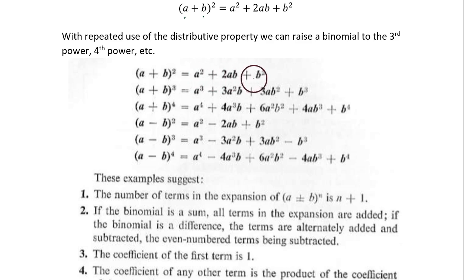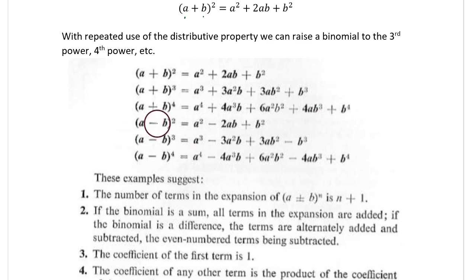It creates a trinomial. A plus b to the third power can be figured out by taking this answer here, writing it in parentheses, and then putting another a plus b next to it and doing the distributive property. When you simplify the terms, it creates this four-term polynomial. A plus b to the fourth power makes this answer here that has 5 terms. Here you see the pattern repeat.